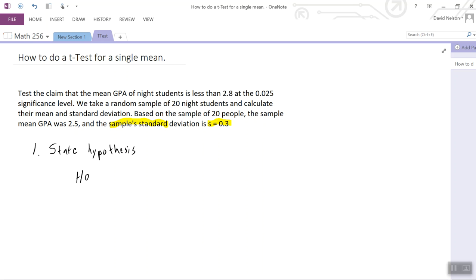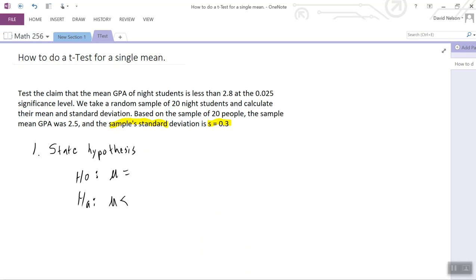We've got H0 and HA, our null hypothesis and our alternative hypothesis. We're making a claim about a mean, so it's going to be mu equals, or mu is what? It's going to actually be, we're looking at less than, so mu is going to be less than some value there.